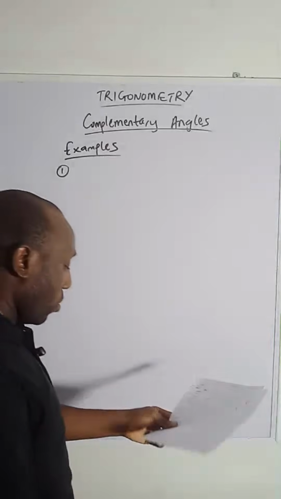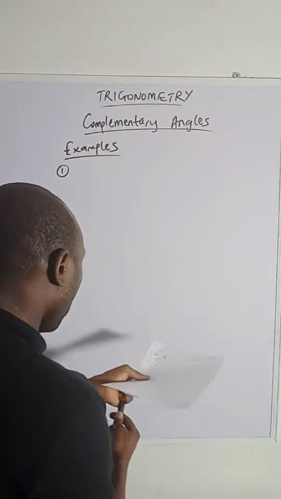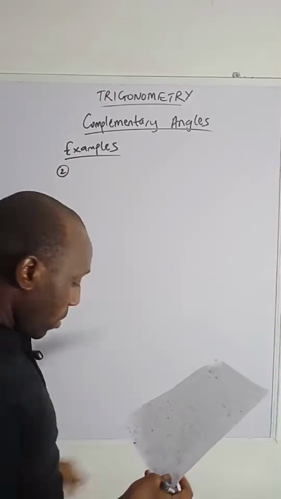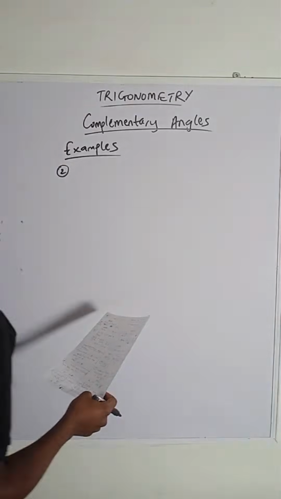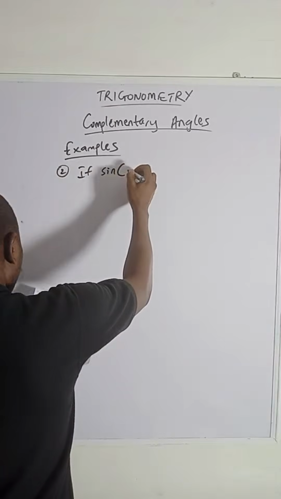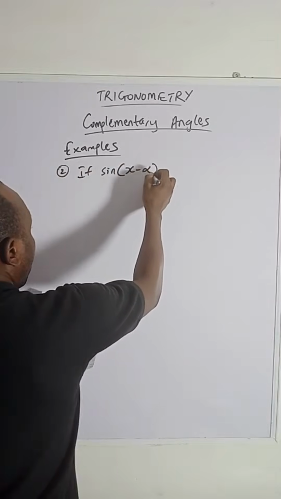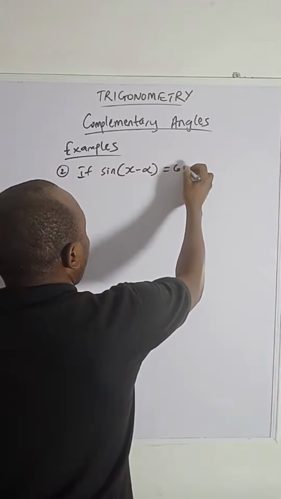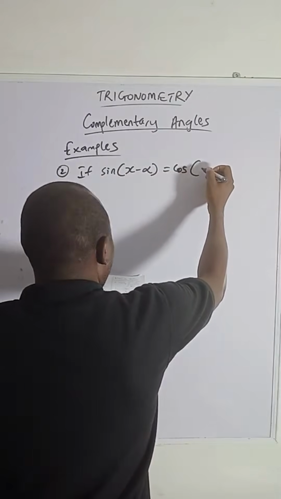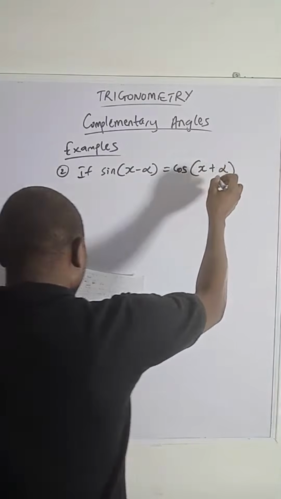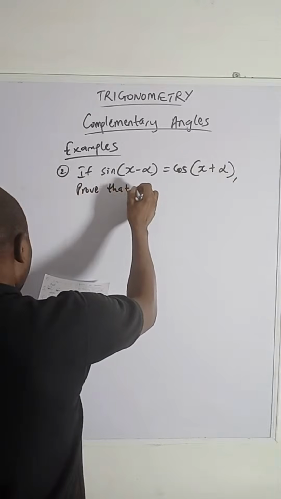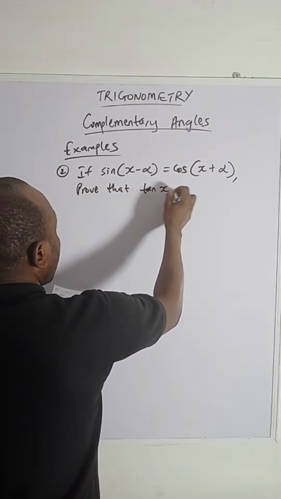Can we move on? So some more examples. Number two. Okay, if sine of (x minus alpha) is equal to cos of (x plus alpha), prove that tan x is equal to 1.